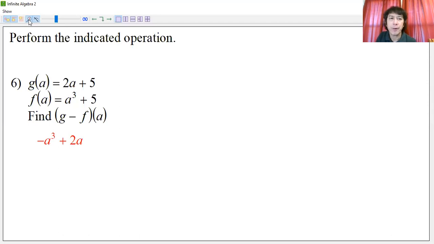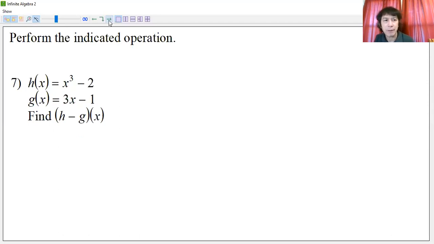All right, so let's proceed with number 7. This will still be subtraction. Here's number 7. You can glance at the problem on the screen while I copy it in our solution paper. We have h of x equal to x cubed minus 2, and we have g of x equals 3x minus 1. We're asked to get h minus g of x.